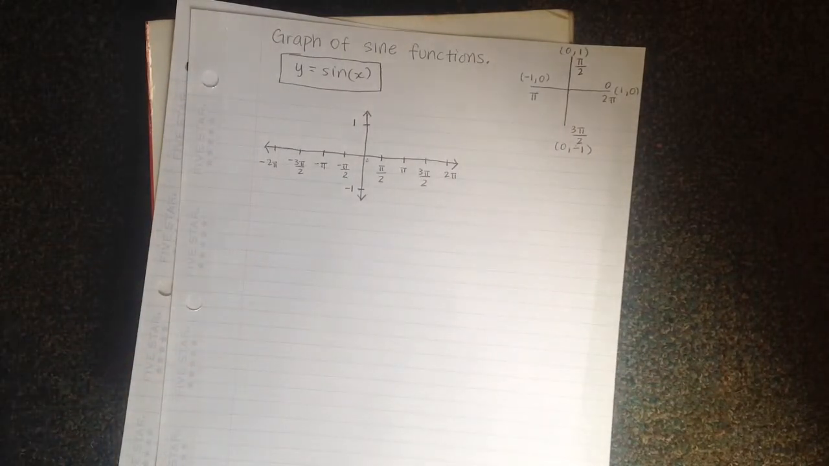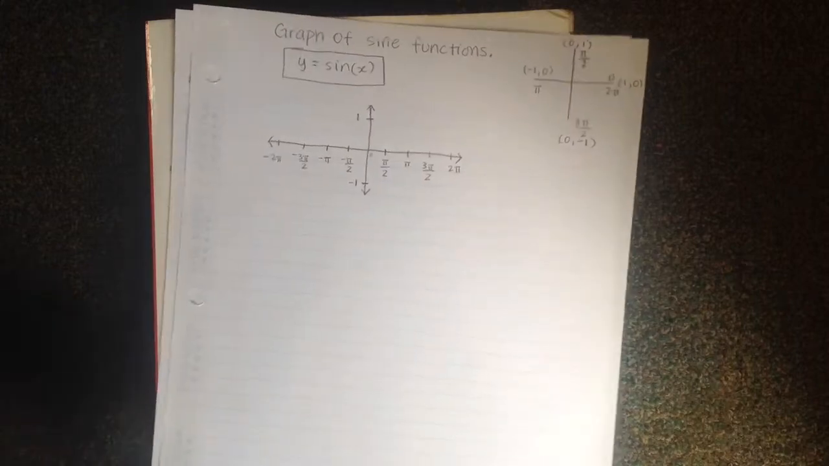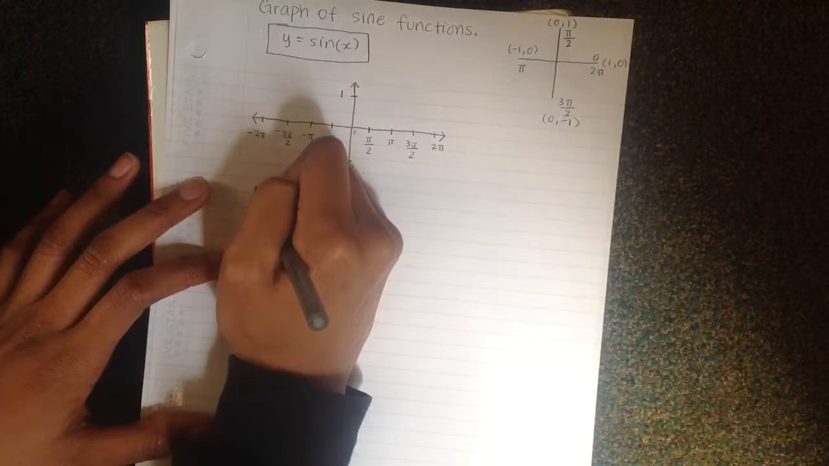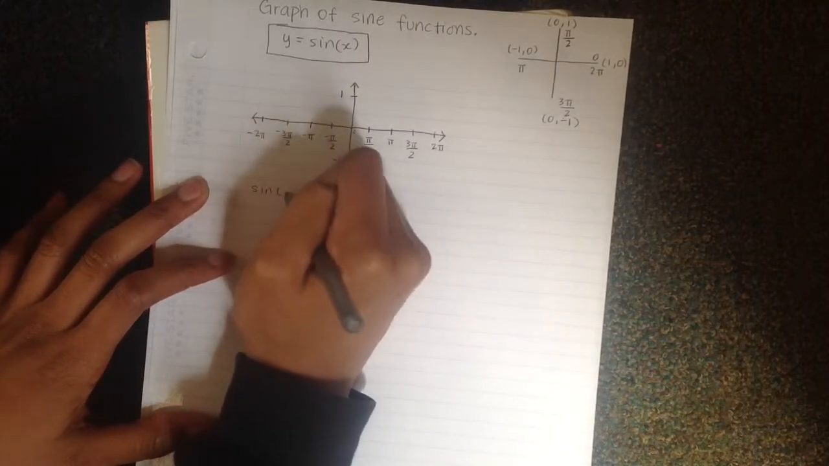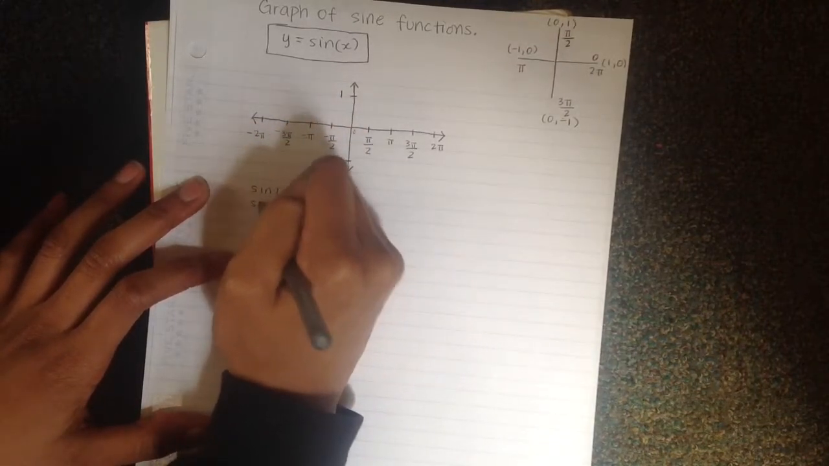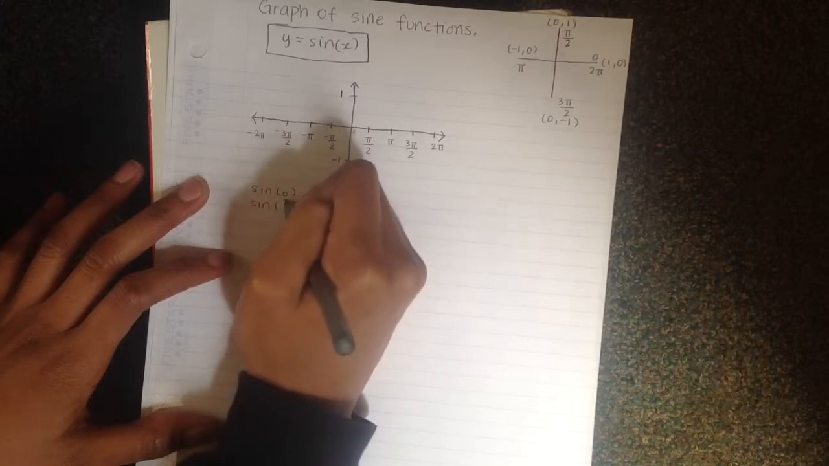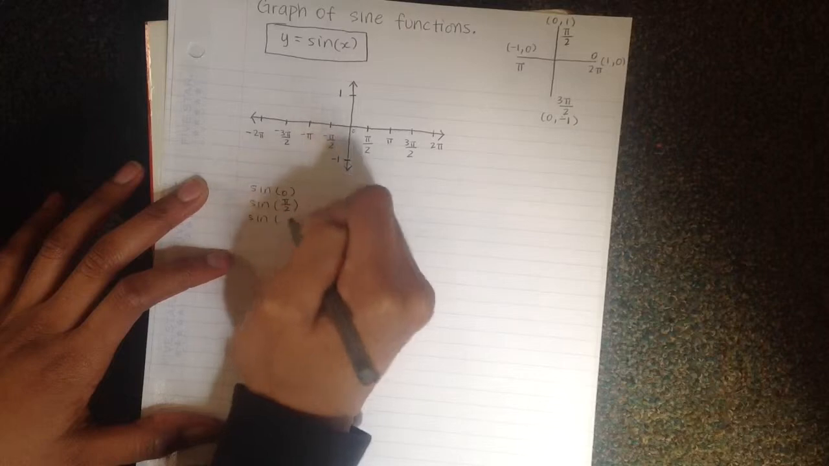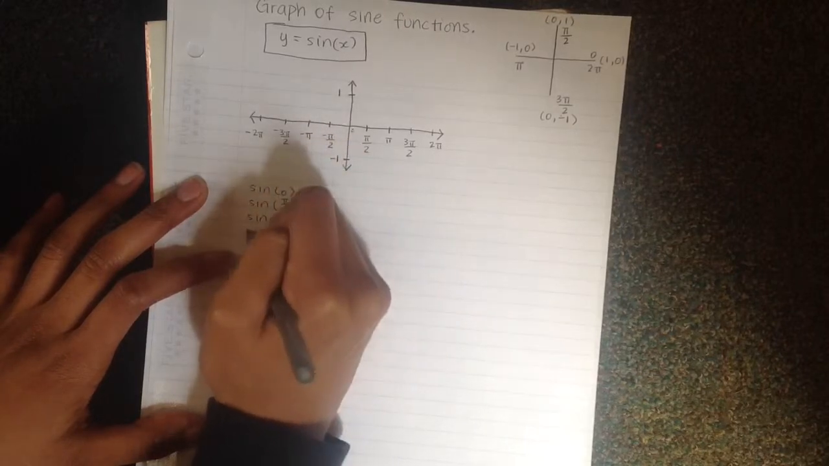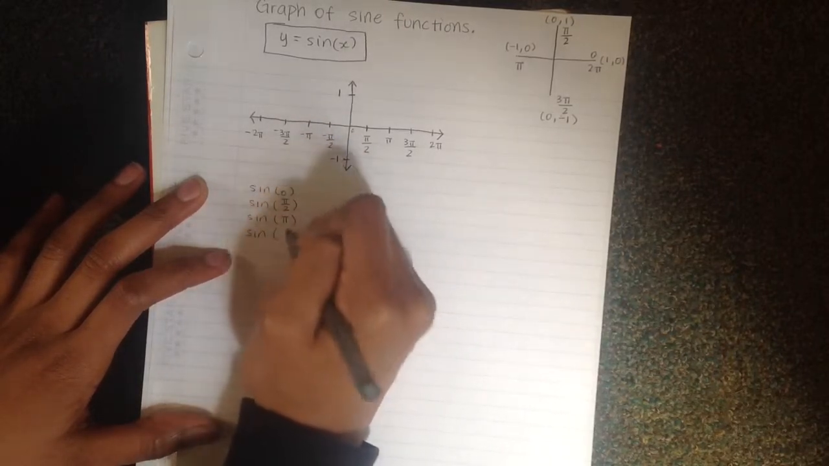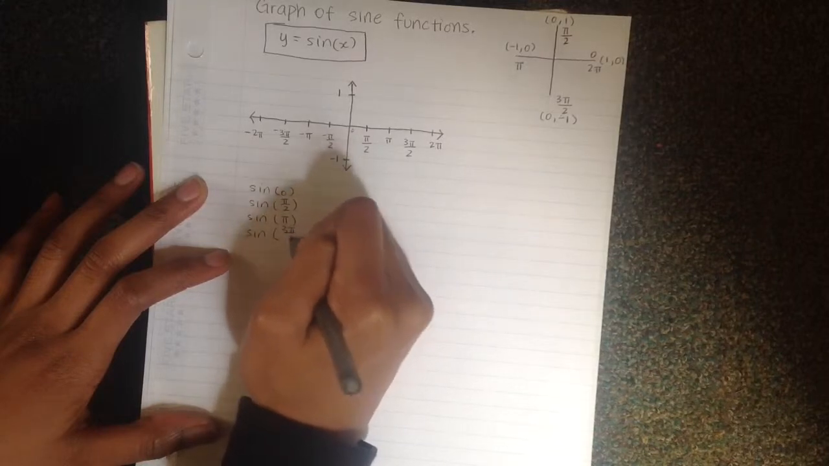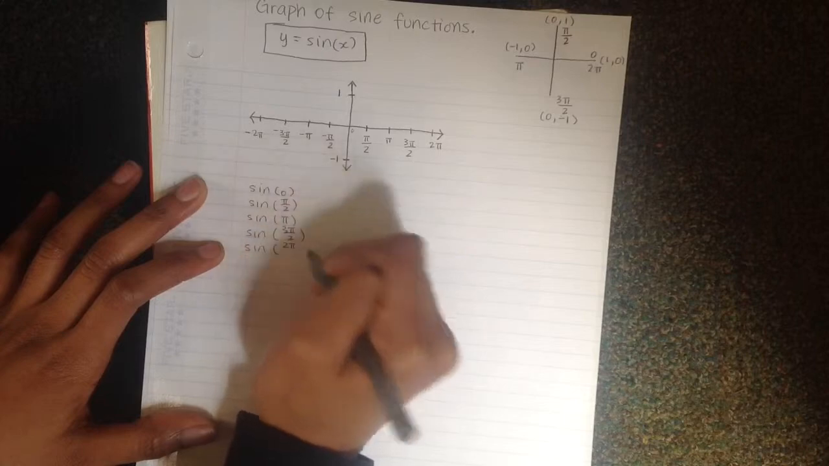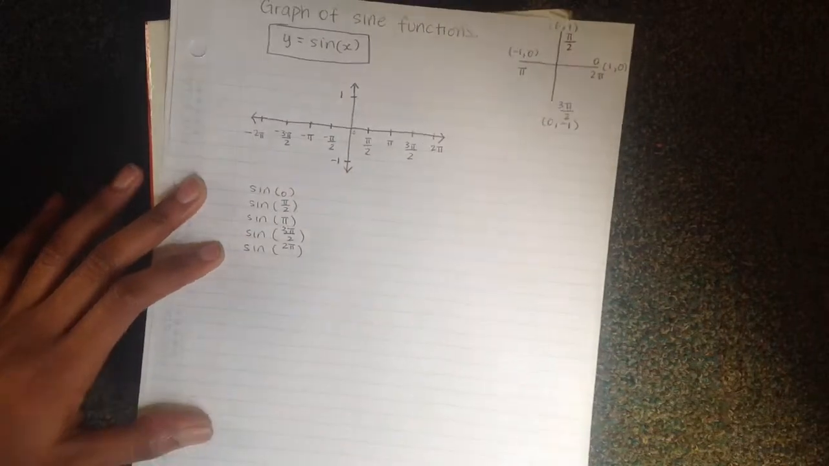Okay, so now we're going to plot our values. We're going to need to know what sine of 0 is, sine of pi over 2, sine of pi, sine of 3 pi over 2, and sine of 2 pi. We're going to need to know what those values are.